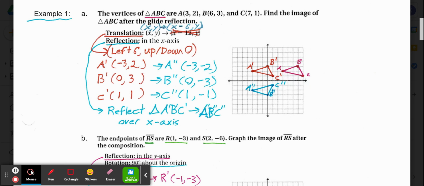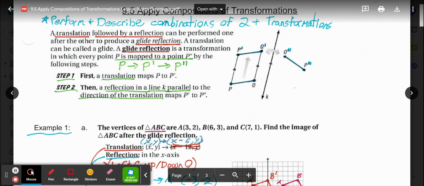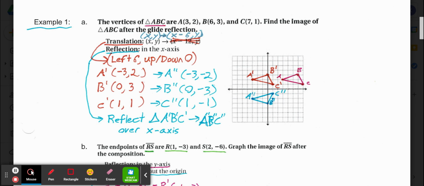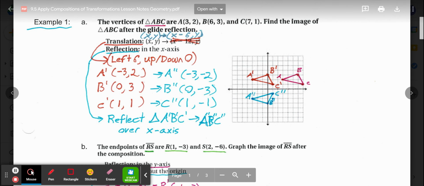So let's look at a composition of transformations. You can think of compositions as two or more transformations. It could be a rotation and a rotation, a glide and a glide, a reflection, etc. The vertices of triangle ABC are given at (3, 2), (6, 3), and (7, 1).